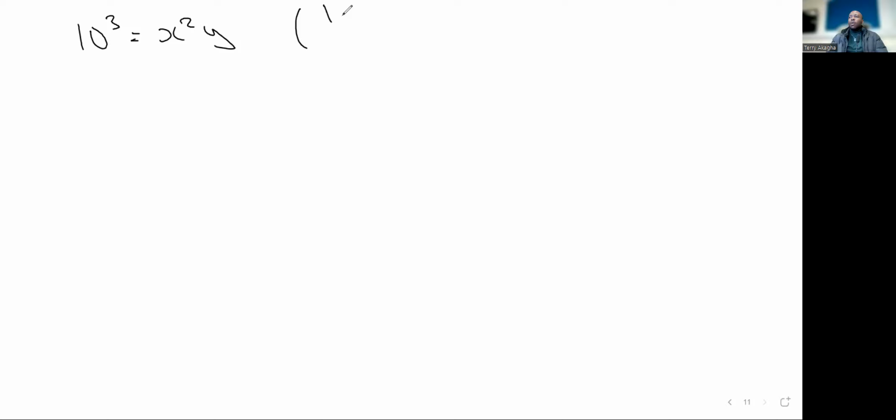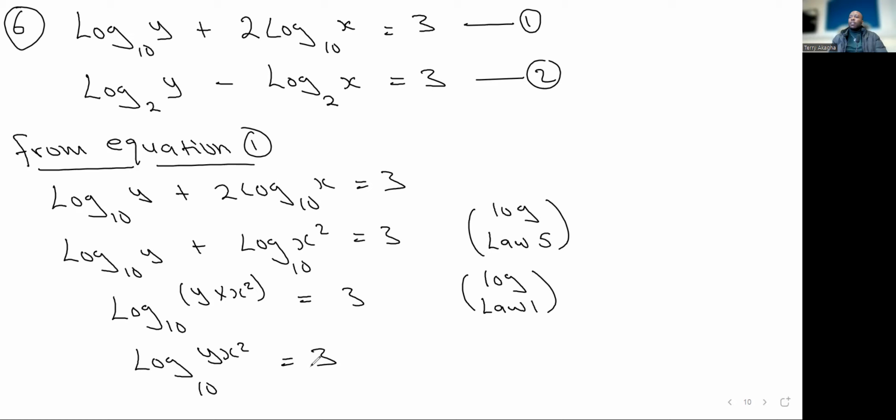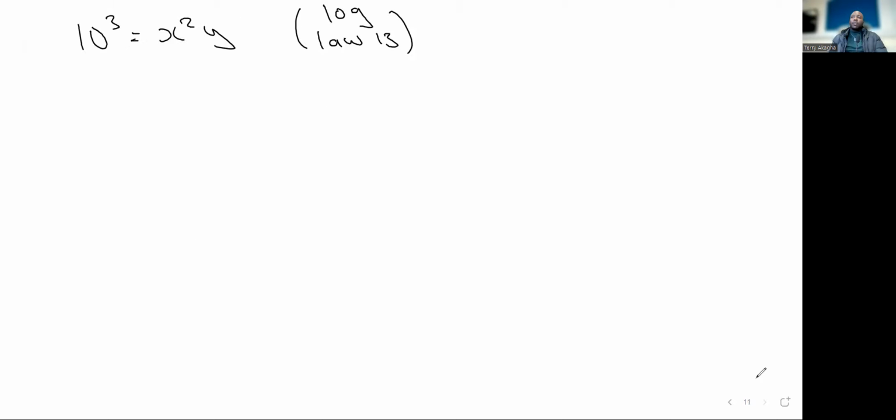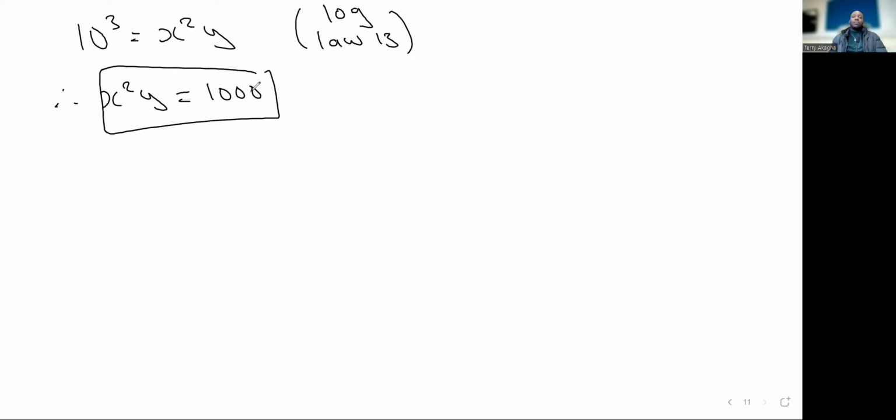And that is law 13 on logarithm, index to logarithm. So we have 10 raised to the power 3 is equal to x squared y. So we're going to have that there. So then we can now say therefore, x squared y is going to be equal to 1,000. And we've gotten it in index form.